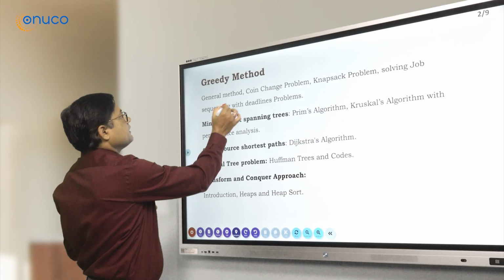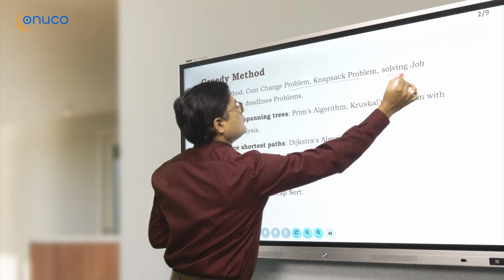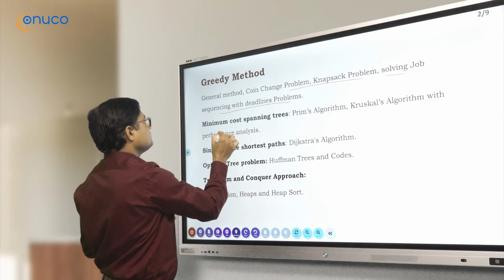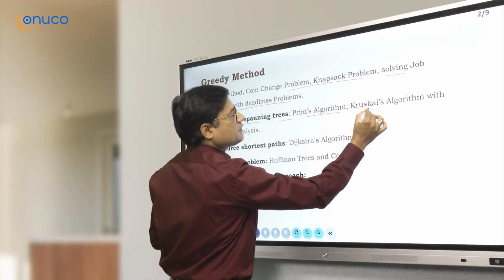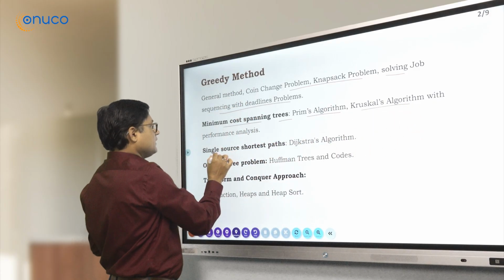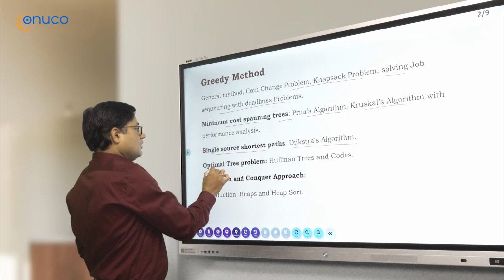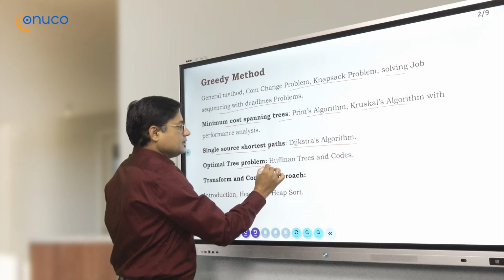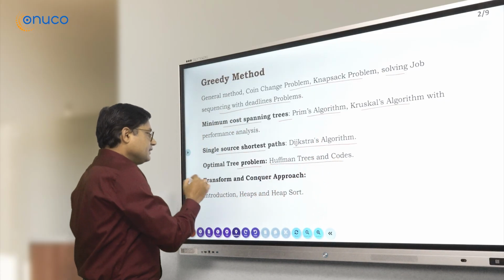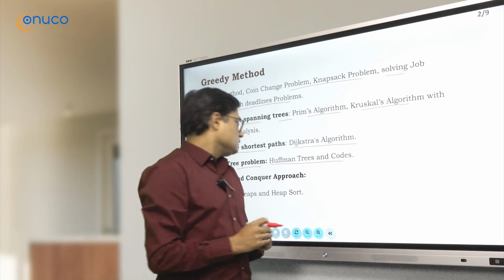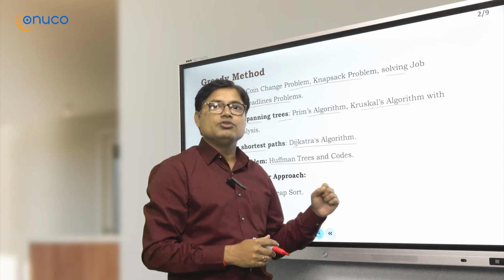So remember, in the greedy method we are going to learn all these things. As I said, job sequencing problems with deadlines, minimal cost spanning trees, where we have Prim's algorithm and Kruskal's algorithm, right? Then we have single source shortest path, Dijkstra's algorithm, and optimal trees, that is a very important problem called Huffman trees. And thereafter, there is a different algorithm technique called transform and conquer approach. So we are going to learn all these things one by one under this module 3.